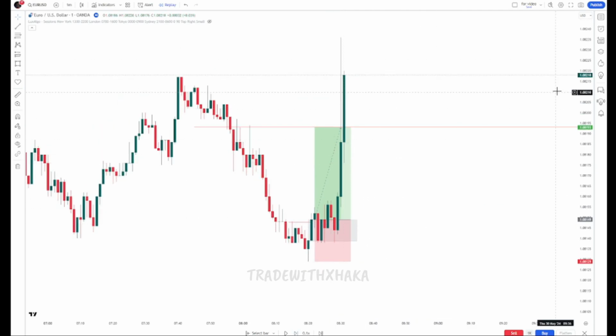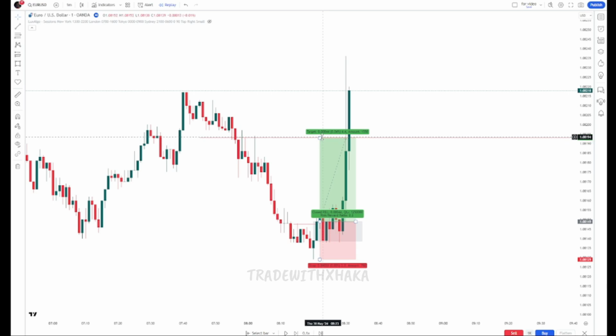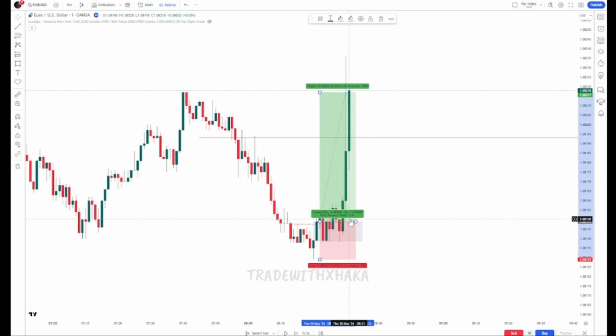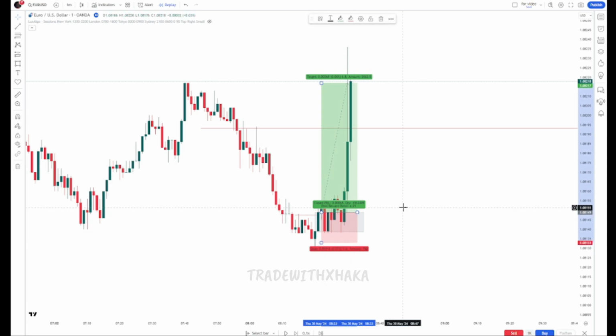So if you're someone who, as time goes on, studies this more, then you target recent highs and lows. If you target this high, you have at least 3.4 risk to reward. Then if you tighten your stop loss, it will be 4.25 risk to reward.